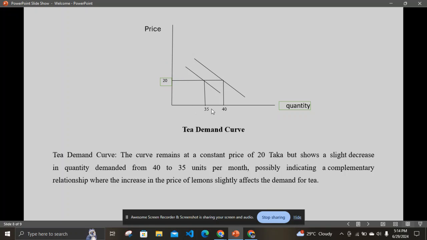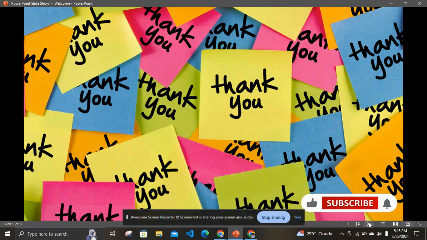So the quantity demanded is slightly decreased, possibly indicating a complementary relationship where the increase in the price of lemons slightly affects the demand for tea. So when the price of lemon is increased, some people consider shifting from lemon to tea. That's why the difference here is 5 units per month. So that's it from my side.